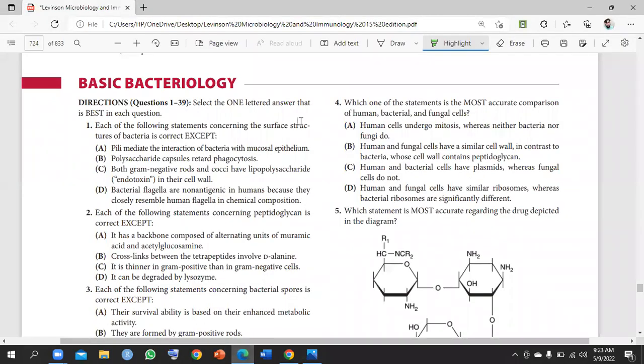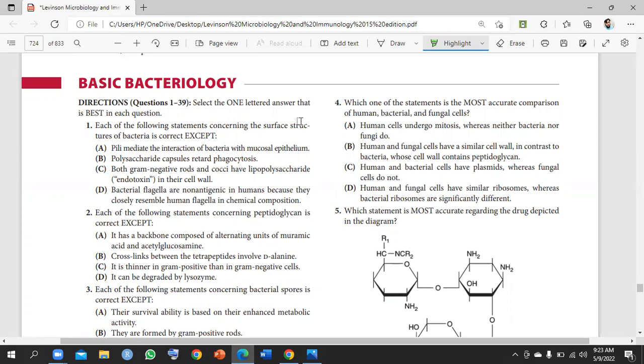As I have told you, I have taken these from basic bacteriology. The first question is: each of the following statements concerning the surface structures of bacteria is correct except. I have told you that all the MCQs are very conceptual. We have four statements, three are correct and one is wrong, about the surface structure of bacteria.